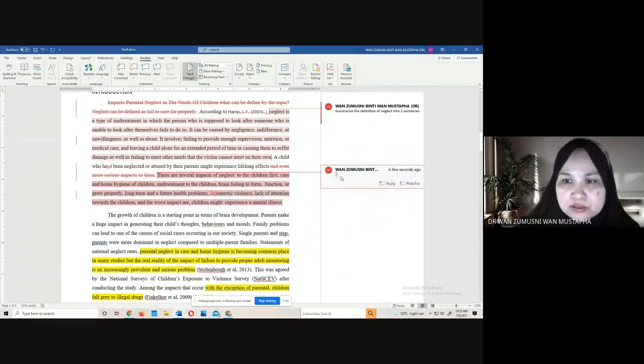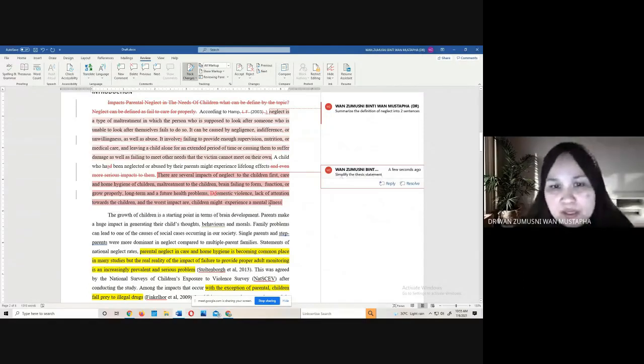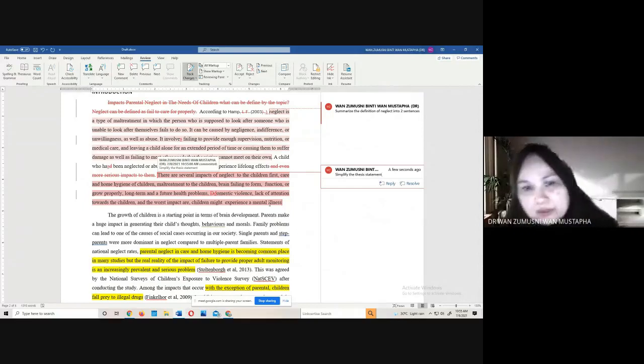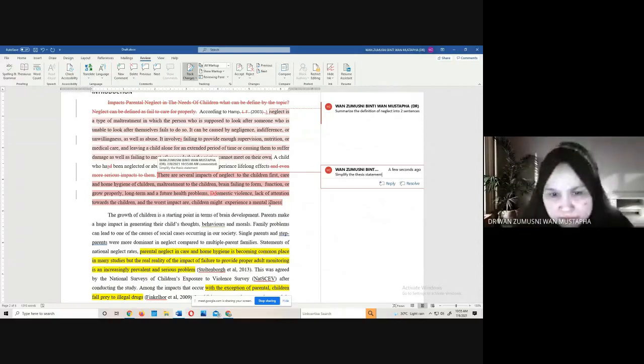the thesis statement. Right? Let's say that you can mention it generally, there are several impacts of neglect to the children. It's run on, you know, there are several impacts of neglect to the children. First, care and high homogeneity. I mean, I'm running out of breath to read the whole sentence. So try to simplify the thesis statement just into like 2 lines, just like the definition.